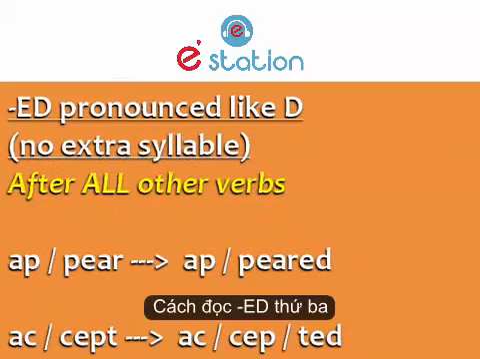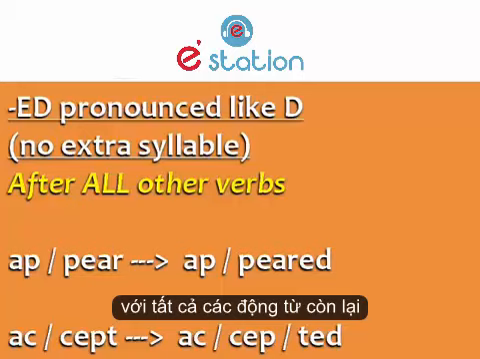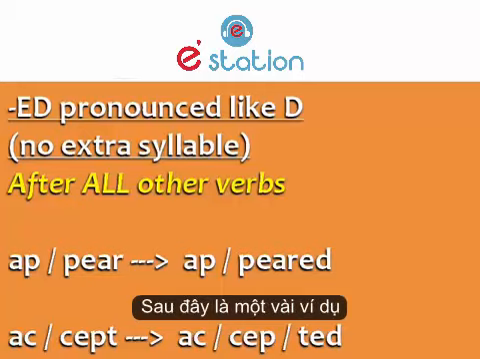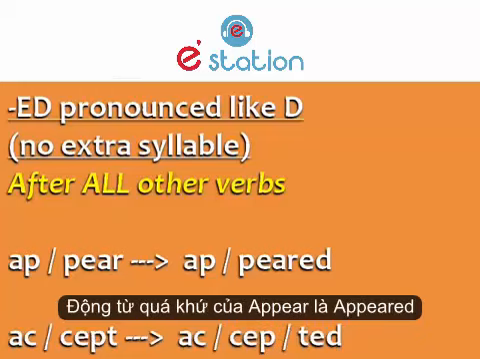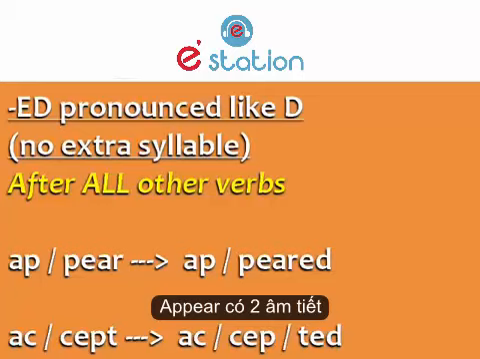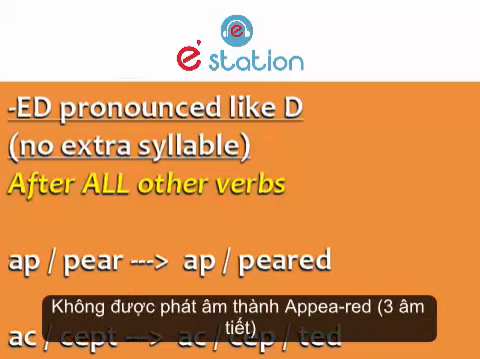The third pronunciation of ed is like D with no extra syllable. Ed is pronounced like D after all other verbs that don't fit in the first or second categories. Here's an example of the difference in pronunciation 2 and pronunciation 3. The past of appear is appeared. Appear has 2 syllables, and appeared also has 2 syllables. Don't pronounce it appeared with 3.